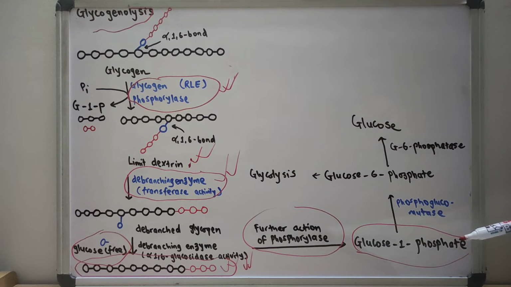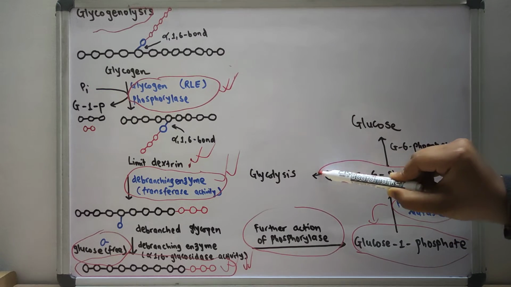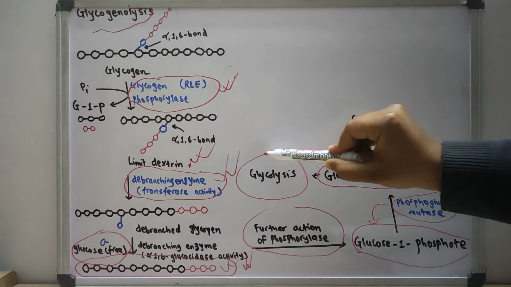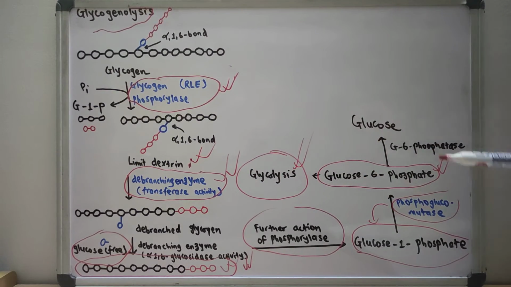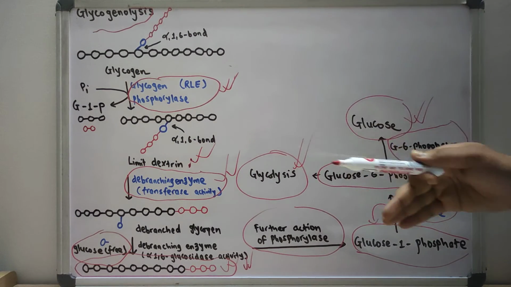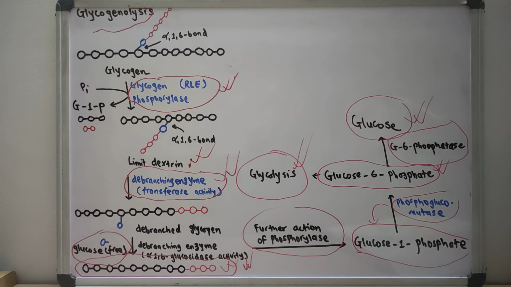As I have said earlier, the phosphoglucomutase acts on the glucose 1 phosphate to form the molecule glucose 6 phosphate. This glucose 6 phosphate, as you already know, is the central molecule that can go to the glycolysis, or upon the action of the glucose 6 phosphatase, it can form the glucose. So this is how glucose is formed from the glycogen, and this whole process is known as the glycogenolysis. I hope you understood this lecture. Thank you.